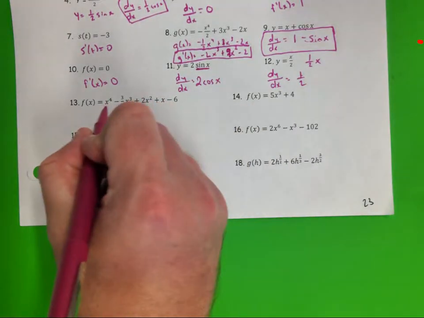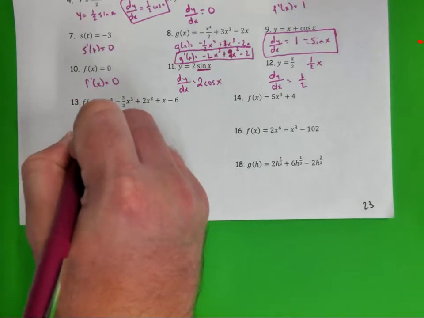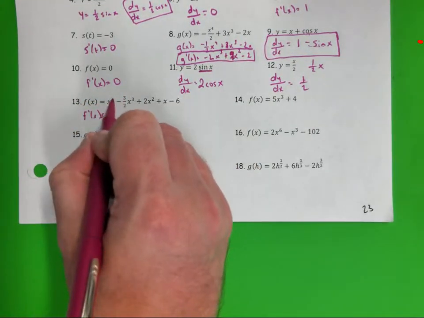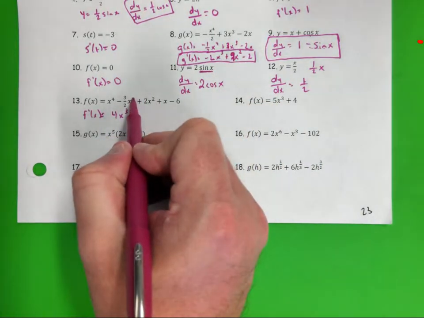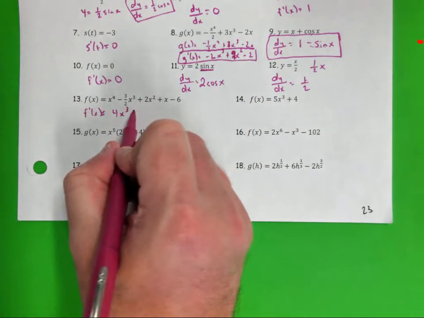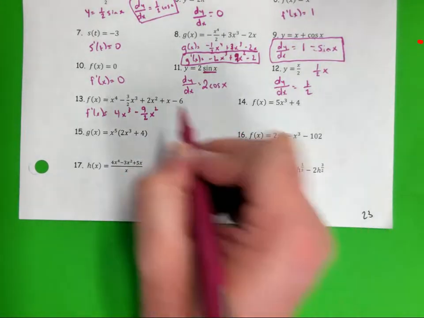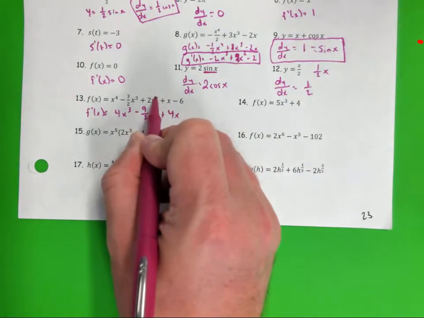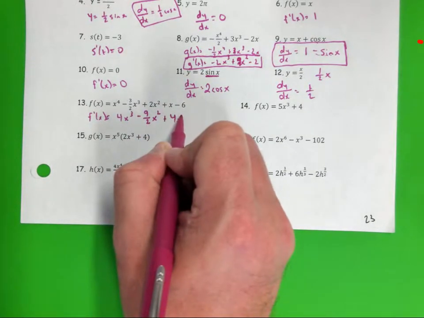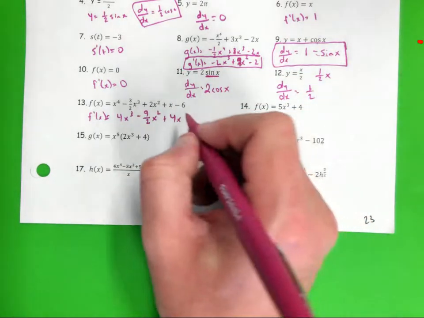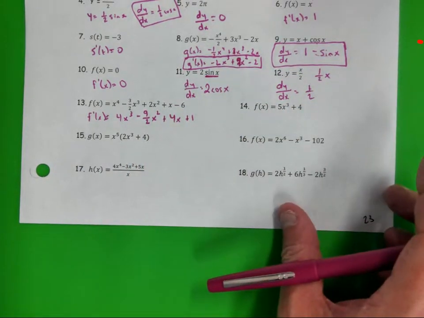So on number 13, we have 5 terms that you just take the derivative of each of them. F prime of x would be what, everybody? 4x what? Cubed. Very good. Now 3 times negative 3/2, that's going to be negative 9/2 x squared. Plus 4x is 2 times 2 is 4. Take 1 off that leaves an understood 1. And then what is the derivative of just x? Plus 1. And the minus 6 is a constant.